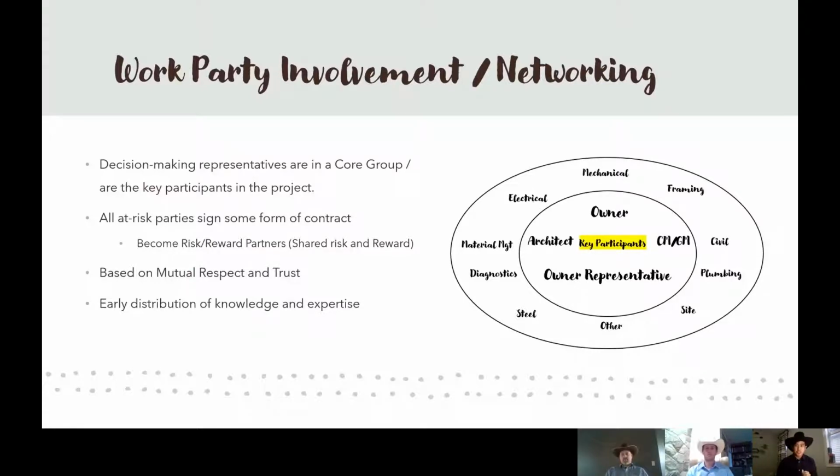And moving on, instead of only the owner, designer, and builder signing a contract, all parties involved have to sign some form of contract. I mentioned this earlier. They have to sign and agree to some form of subcontract made by the architect or the construction manager. This way, all parties are liable to each other with the IPD method, and this forms a form of trust, and everybody pulls their own weight. Everything is based on mutual respect and trust that everybody knows what they're doing and everybody is pulling their weight. And that results in that early distribution of knowledge and expertise.